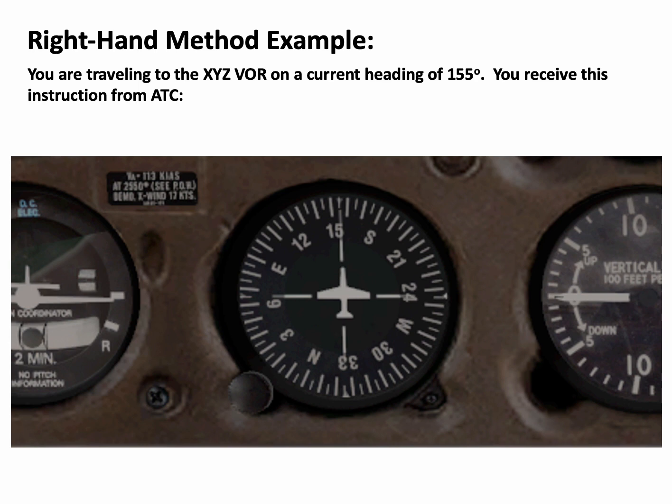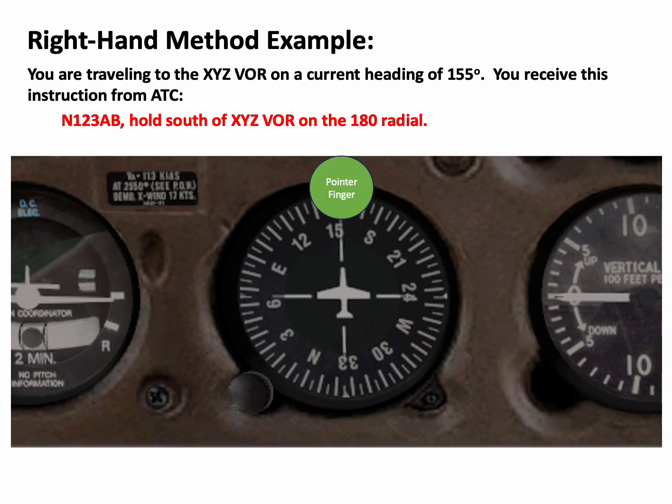So let's try out the right hand method with our previous scenario. You are traveling to the XYZ VOR on a current heading of 155. You received this instruction from ATC. November 123 Alpha Bravo, hold south of the XYZ VOR on the 180 radial. Using your right hand, put your pointer finger at the top of your DG at 155.